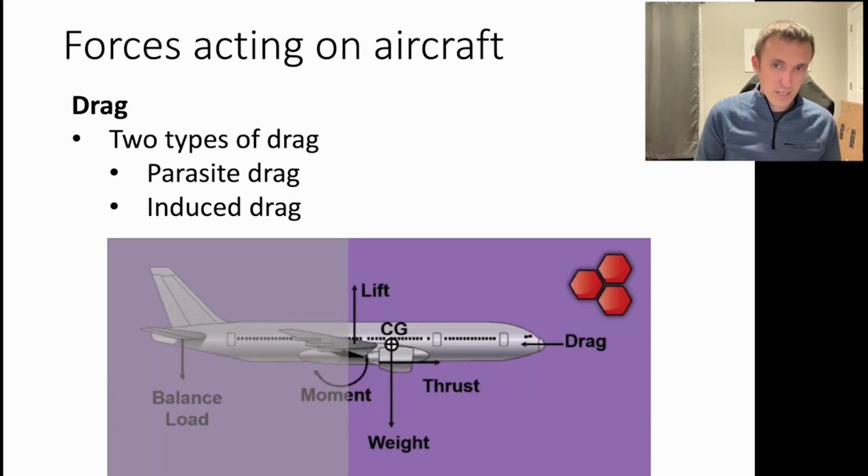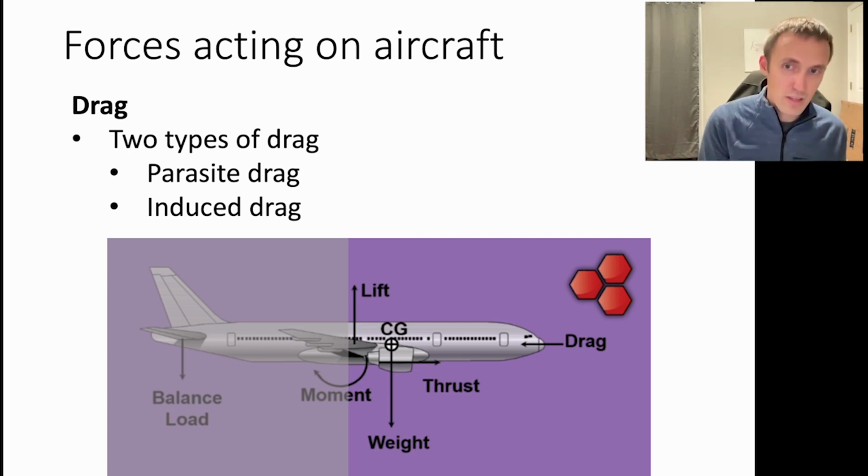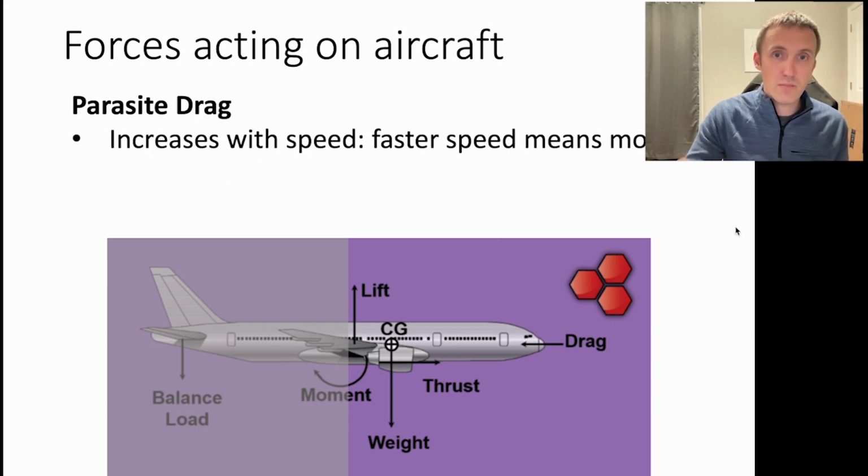There's a couple of different types of drag. One is called parasite drag and one is called induced drag. Kind of funny names, but basically the parasite drag is something which goes along with the plane, and the induced drag is something which is happening as a result of forward motion. So let's talk more about what these things mean.